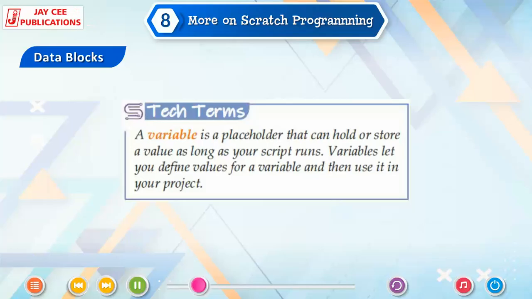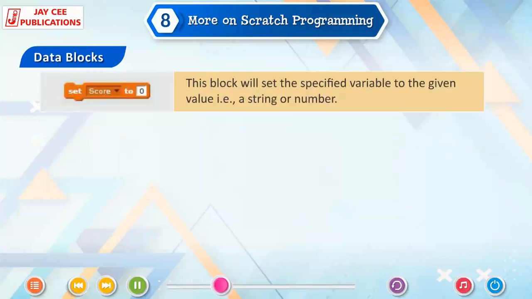Key terms. A variable is a placeholder that can hold or store a value as long as your script runs. Variables let you define values for a variable and then use it in your project. Set score to 0: this block will set the specified variable to the given value, for example, a string or number.